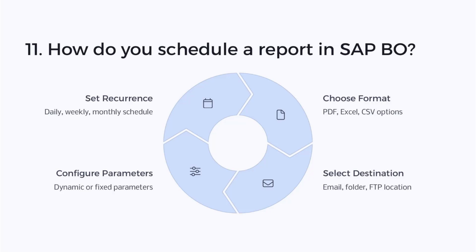Question number 11. How do you schedule a report in SAP BO? Answer. I use the Central Management Console, CMC, to schedule reports. I can specify recurrence, format (PDF, Excel, etc.), destination (email, folder), and parameters. It ensures reports are delivered automatically without manual intervention.